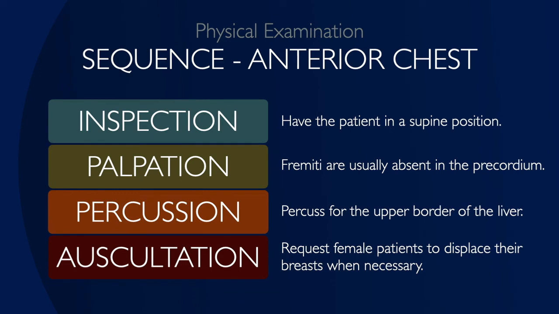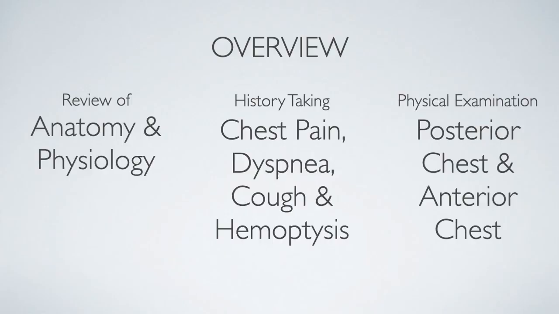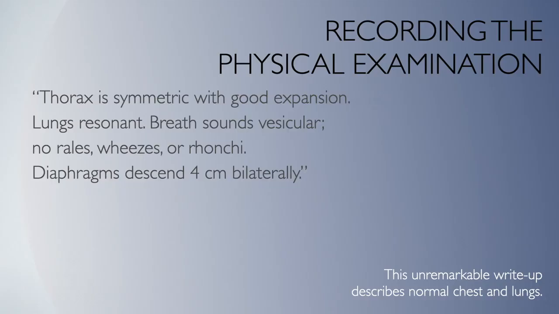All right, so that's the walkthrough of the history taking and physical examination of the chest. So we've walked through some of the anatomy and physiology, including some symptoms of the chest, like chest pain, dyspnea, cough, and hemoptysis, as well as the techniques of palpation, percussion, and auscultation. Now, the goal, as we have mentioned in the beginning, is for you to develop the skill to report chest findings like this.